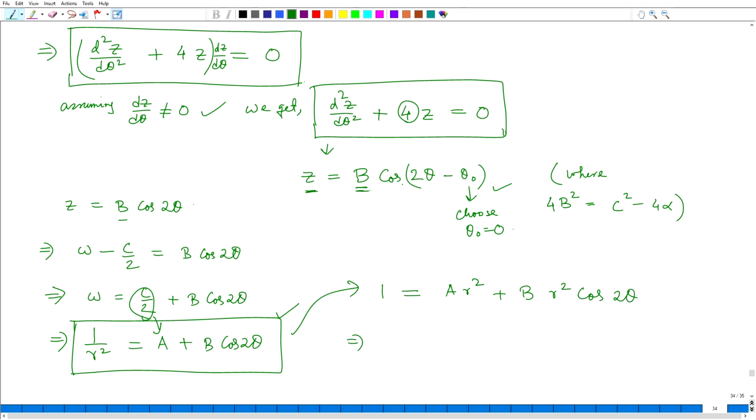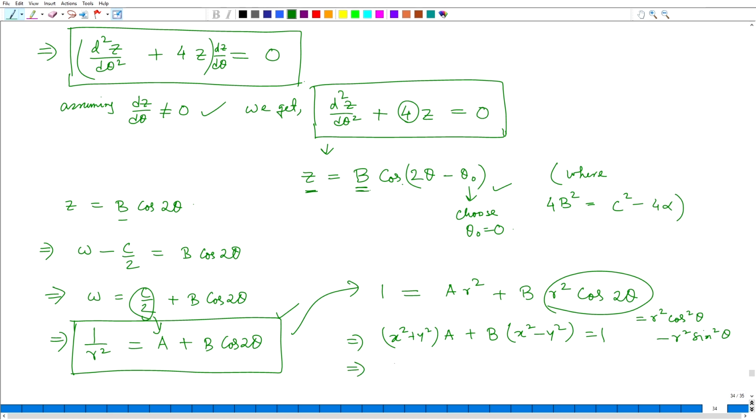Now, r² we all know is x² + y², so (x² + y²) times a, plus b times r² cos 2θ. Now, r² cos 2θ is nothing but r² cos²θ − r² sin²θ, that means x² − y². So from that I will have something very interesting: x²(a + b) + y²(a − b) = 1.